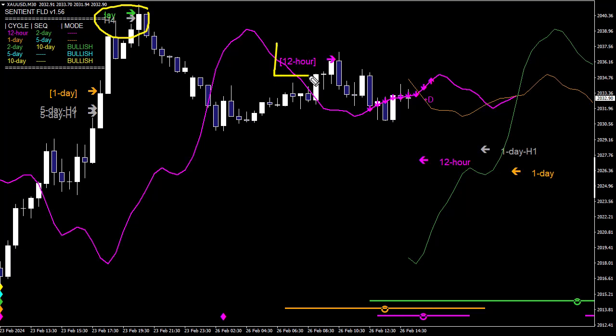Here is a 12-hour cycle target at the top of this move. We now have a 12-hour target down below us as price moves down into this trough over here, which is expected to be a trough of the 2-day cycle.